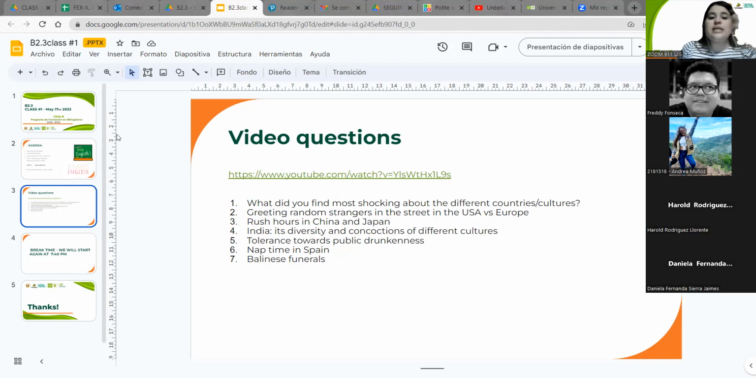Okay, guys, very good. The next one, tolerance towards public drunkenness. I think it was in England. If you were going to have drinks in a restaurant, they said this is a family place and it's not for drinking. So I think what they said is, if you are from Great Britain, it's common to drink outside. I don't know if in Colombia it's prohibited to drink outside. I think it is.